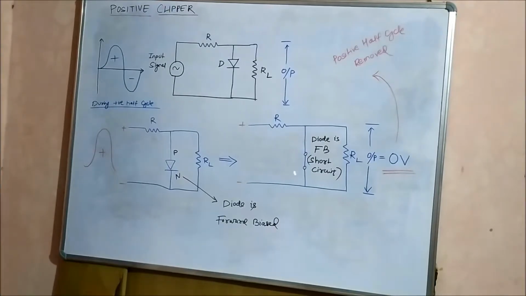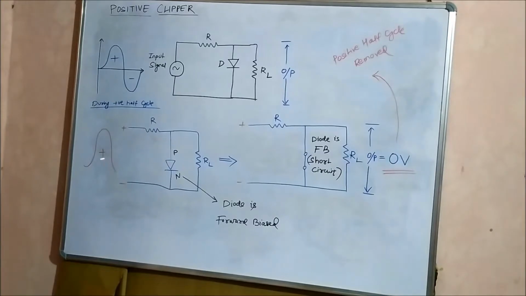Now as this terminal becomes short circuit because of the diode getting forward biased, the output across the load resistance is 0 volt. Now 0 volt means the entire positive half cycle is removed, because we get 0 volt output during the positive half cycle. Means during the positive half cycle of the AC signal we will get 0 output.